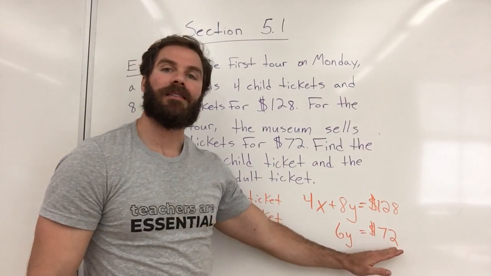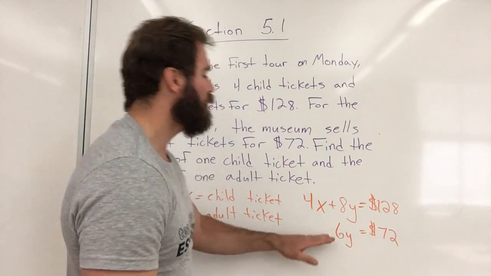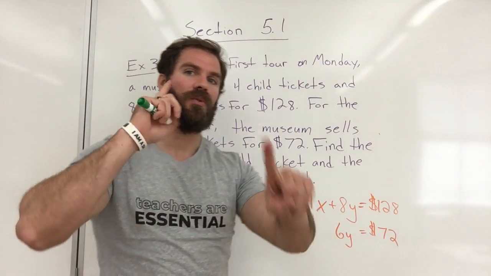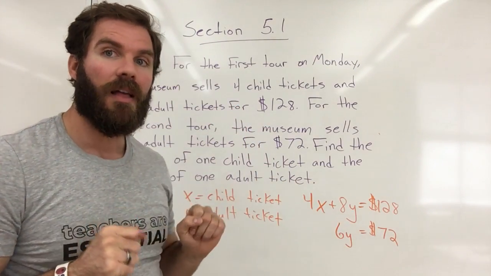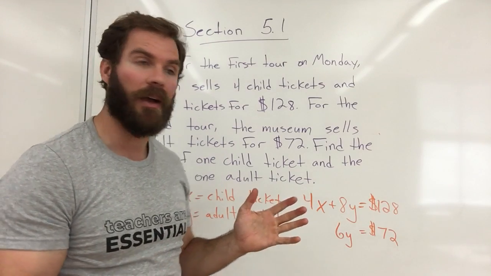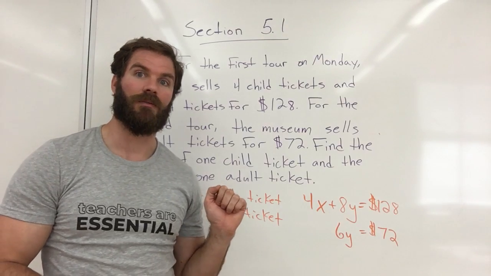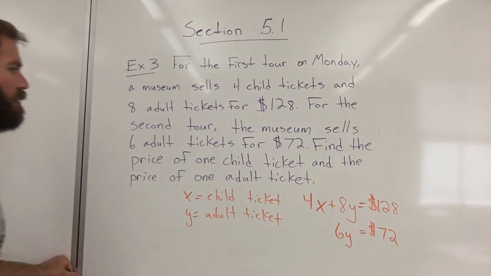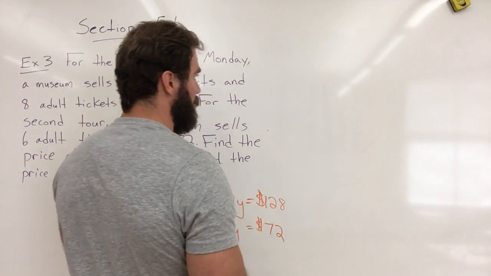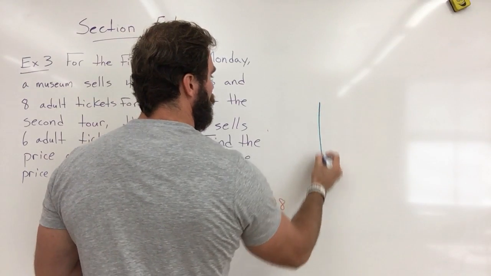Okay, now, we have a system of linear equations, and we've just been practicing those. What I could do with this is I could graph this, and where those 2 lines intersect, that is the ordered pair. That is going to be our answer, our X and our Y. Our child ticket price and our Y ticket price, or adult ticket price. All right, so let's make a graph.